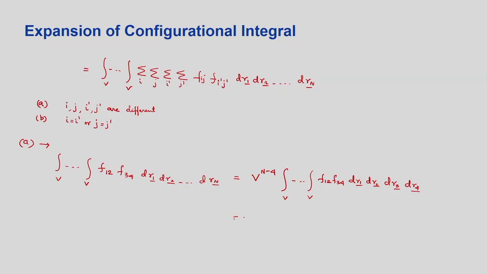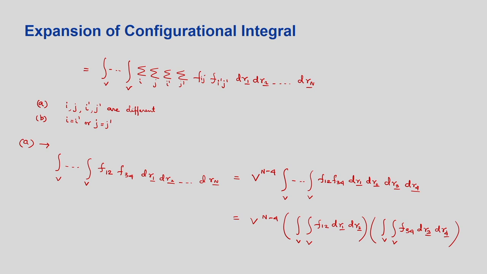I can further separate out these variables. I can write one term which is equal to this F12 term, this is the first term, and you have another term. When integrated across the entire volume, it will be F34, then dr3 into dr4 is another term. Because r3, r4 won't operate on F12, similarly r1, r2 won't operate on 3, 4. So I have separated them out.